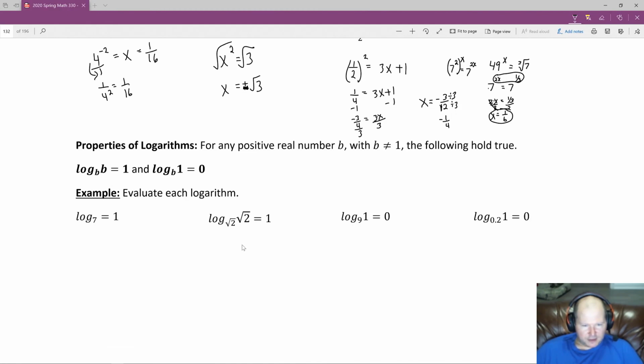Okay, so let's try to evaluate this one. So if I rewrite it, the base is square root of 2. It's to the first power and equal to square root of 2. All right, well, that's correct. That works. How about over here? We have 9 to the 0th power is equal to 1. That's also true. And over here, we have 0.2 to the 0th power is equal to 1. And we need to remember that anything to the first power is equal to itself, and anything to the 0th power is equal to 1. This pattern that you see in these three right here, that's going to come up again later on.